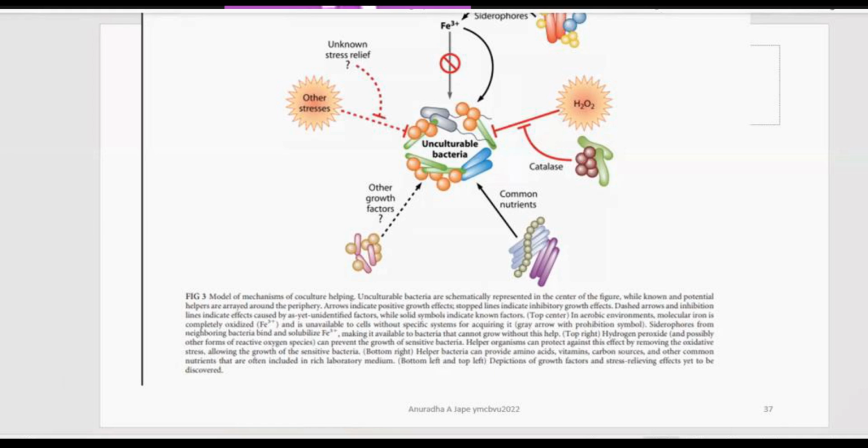So there are different ways what people are attempting to cultivate these once uncultured bacteria, and you have to find out the exact requirement of bacteria and then make them cultivable. All right.